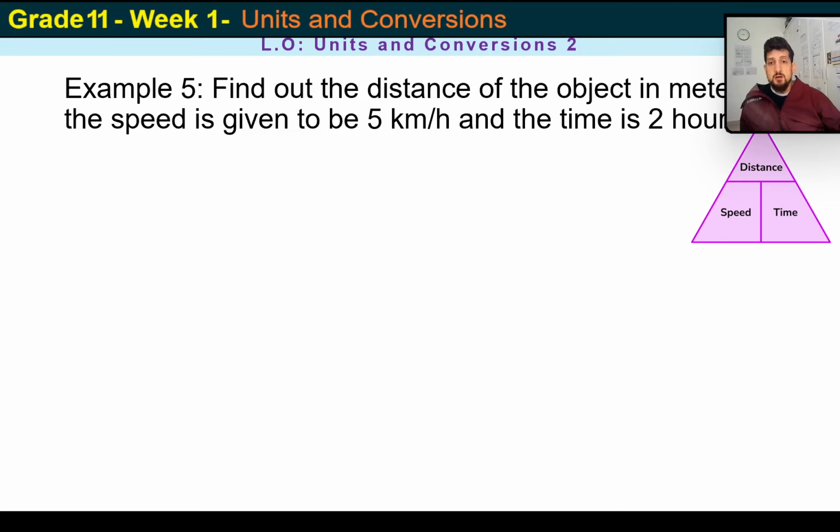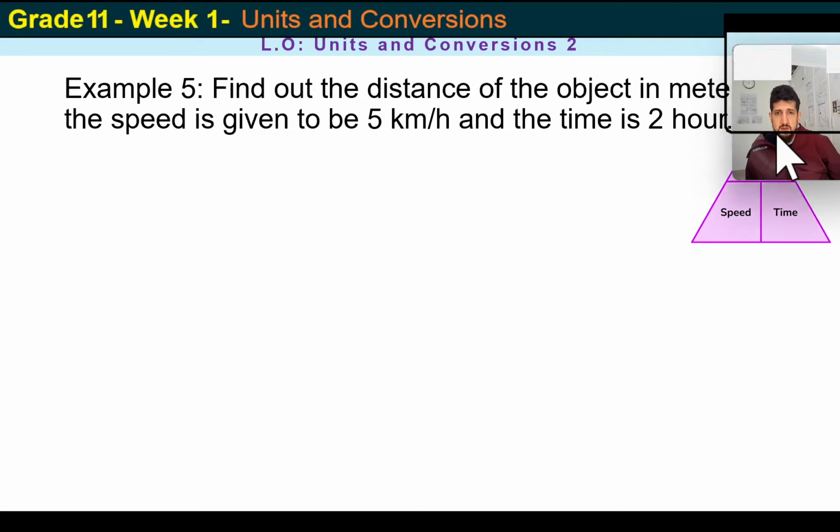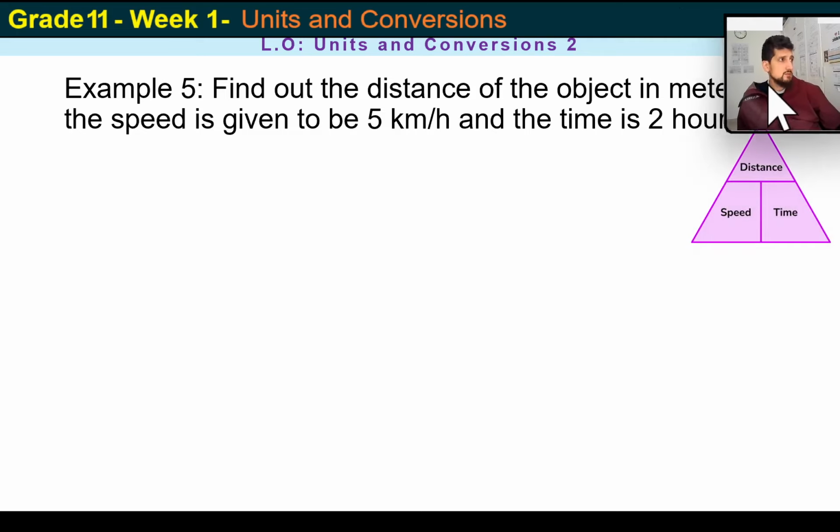Find the distance of the object in meters. The speed is given to be 5 kilometers per hour and the time is 2 hours. Let me just move my face out of the way. Find out the distance of the object in meters if the speed is given to be 5 kilometers per hour and the time is 2 hours. The distance? Oh, okay. So distance equals speed times time.